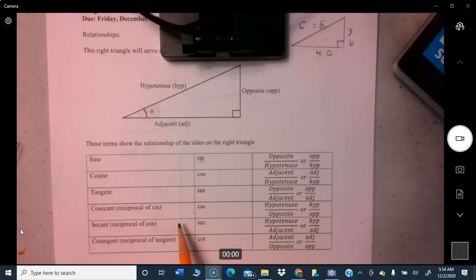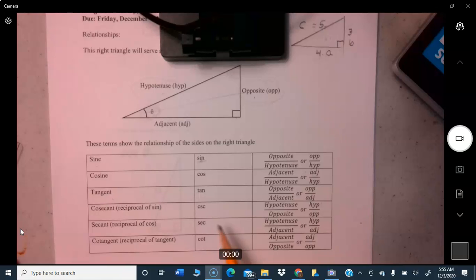Now these are some that we will use. In fact, in this assignment we'll use some of these, but they're not really spoken of quite as frequently. The cosecant is simply the reciprocal of the sine. Notice that sine is opposite over hypotenuse. If you take the reciprocal of that, you flip it over, you get hypotenuse over opposite. That's what the cosecant is.